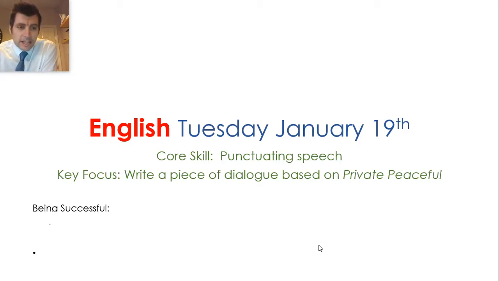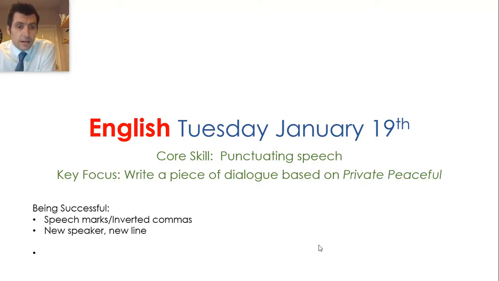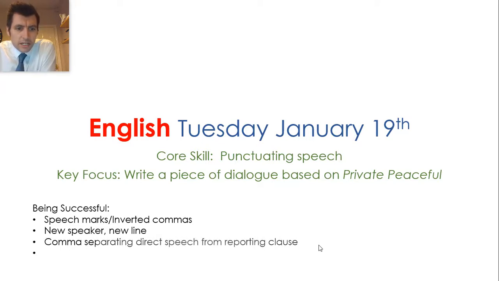Beginning to think about what a successful piece of punctuated speech would look like. We'd have speech marks or inverted commas around it. As we're getting towards Year 6, we'd obviously say inverted commas rather than speech marks. We'd remember that a new speaker needed a new line. We'd make sure that a comma separated the direct speech from what's called the reporting clause, and we'll look at that in a few minutes.